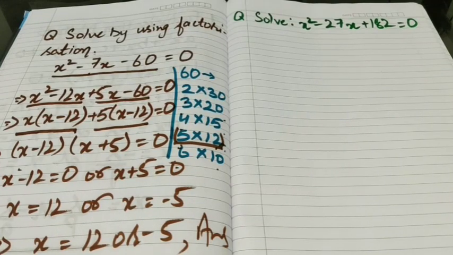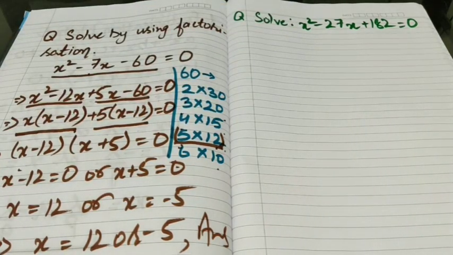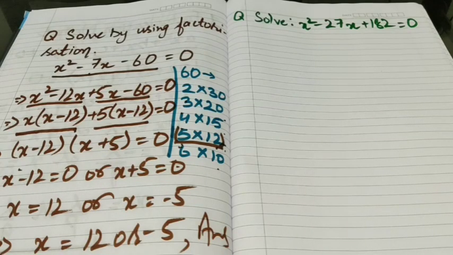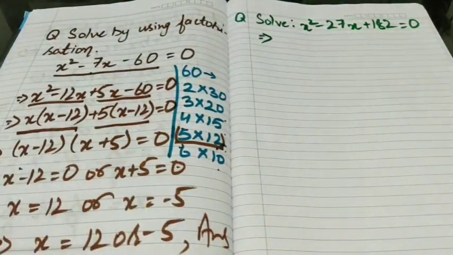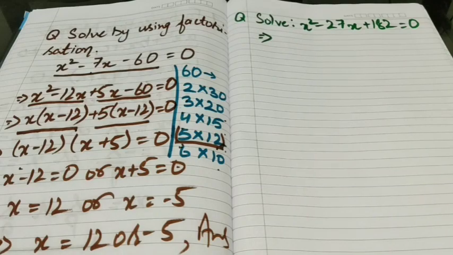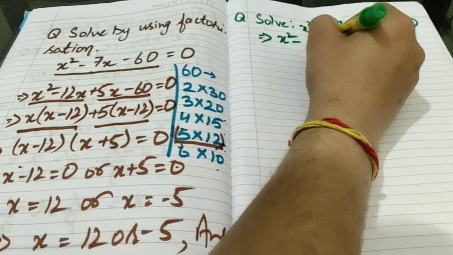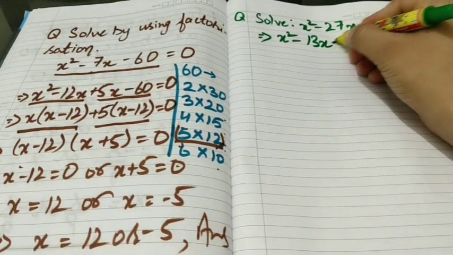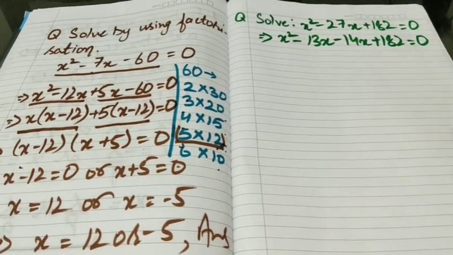Now let us take one more example, and the given quadratic equation is x square minus 27x plus 182 equals to 0, and we have to find the solution of this equation by using factorization. So we will follow the same steps as we did in the previous question. First step, we have to do middle term substitution of the polynomial which is given on the left hand side. So we get x square minus 13x minus 14x plus 182 equals to 0.